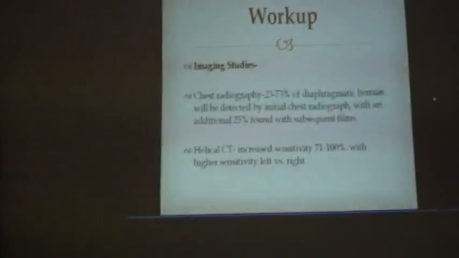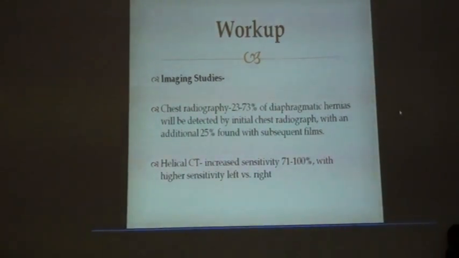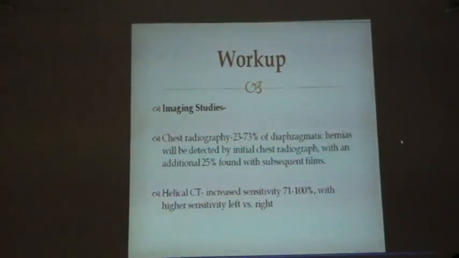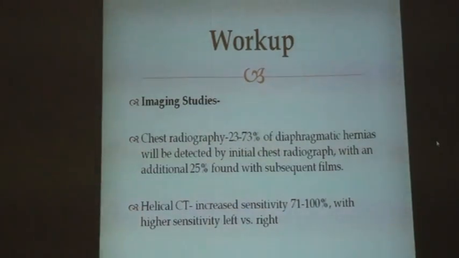The workup is basically chest radiography, which can detect diaphragmatic hernias in 23 to 73% of cases in the initial chest radiograph, with an additional 25% being found on subsequent films. Helical CT increases the sensitivity to 71 to 100%, with a higher sensitivity on the left side.